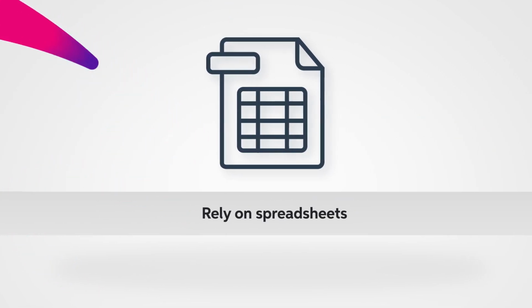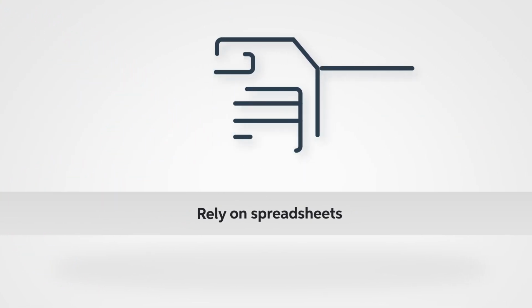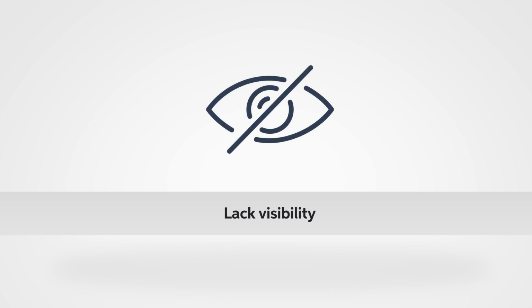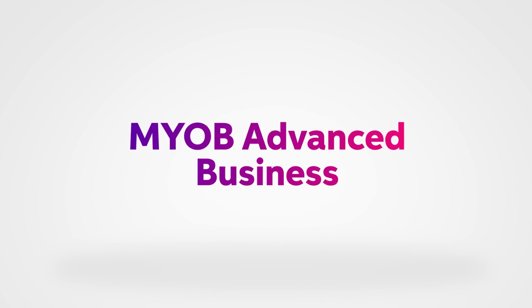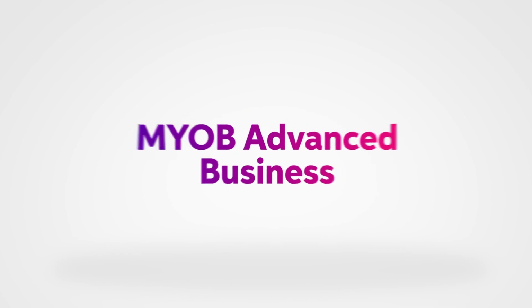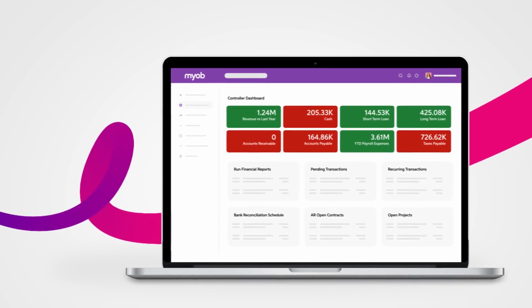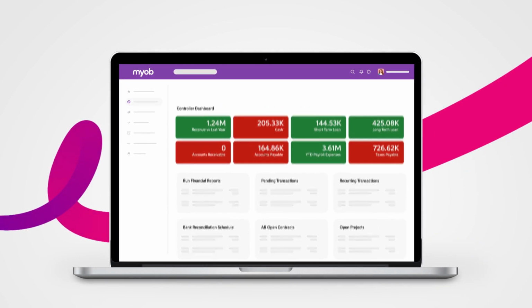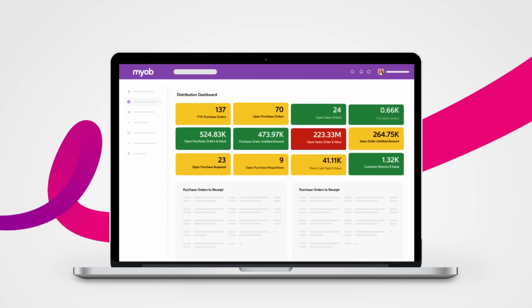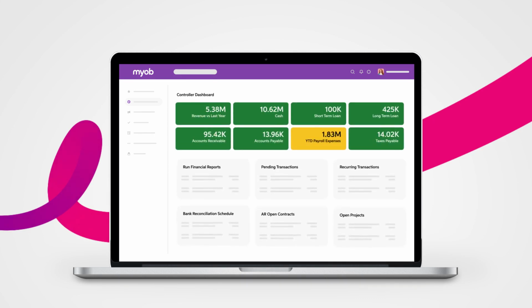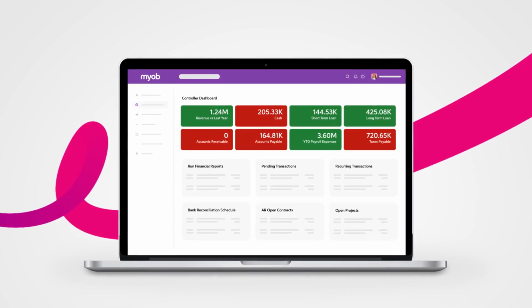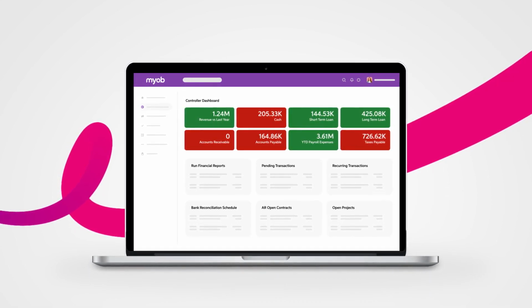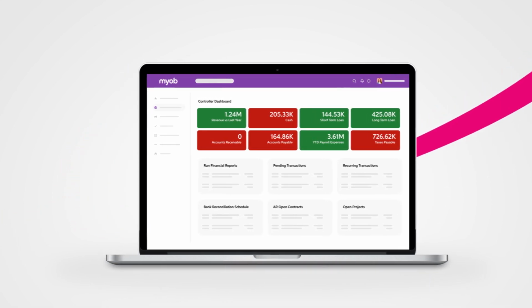For businesses who rely on spreadsheets or multiple systems to run their business, lack visibility over critical data, and spend too much time on manual tasks, MYOB Advanced Business addresses these challenges. MYOB Advanced Business includes tools for financial management, project accounting, customer relationship management, comprehensive reporting, and inventory management on one platform. MYOB Advanced Business centralises your financial management so you have access to accurate data in one place.